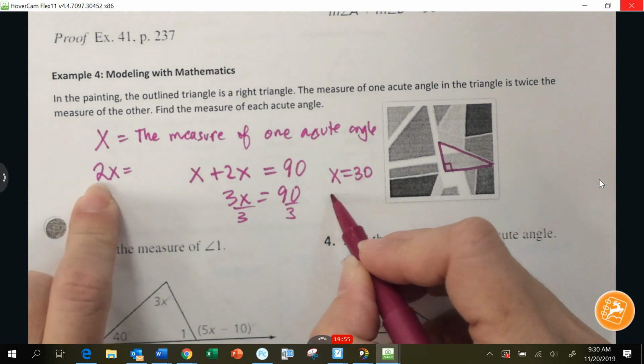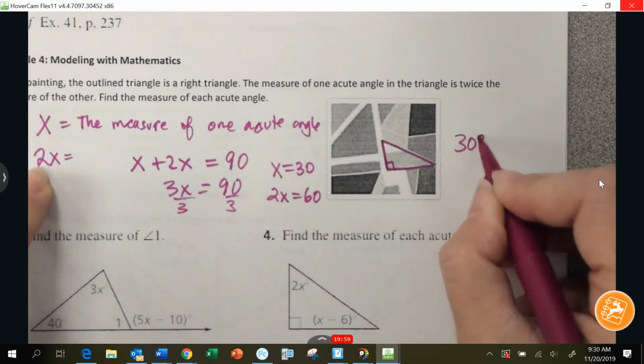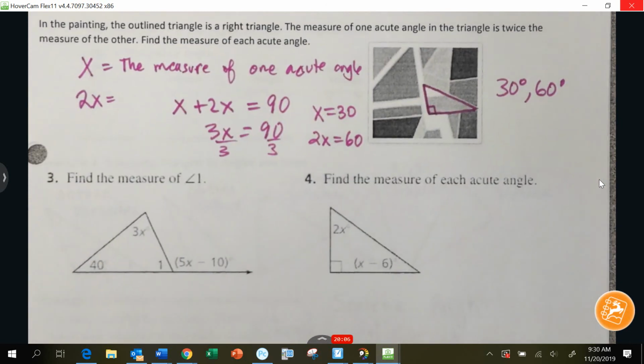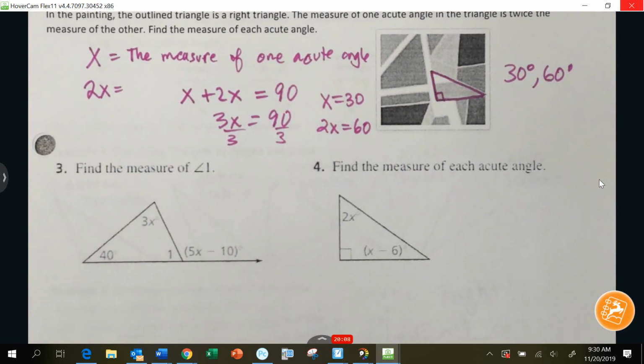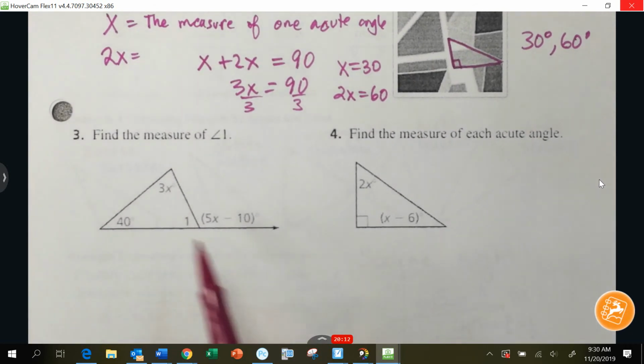Then I plug it into here. 2x would have to equal 60. My answers are 30 degrees and 60 degrees. So that's algebraically how you could attack that situation. Then the last two, find the measure of angle 1. Well, what do you know about angle 1?